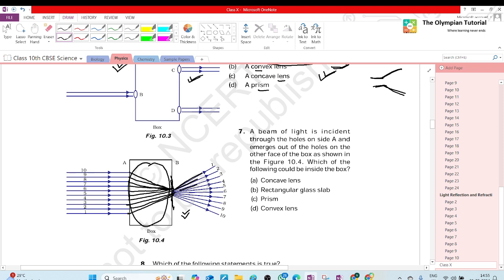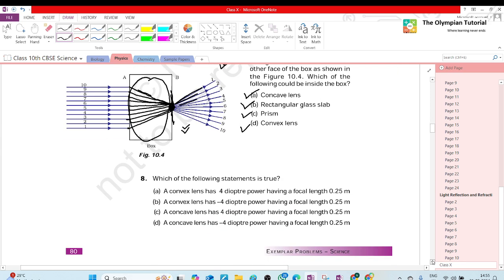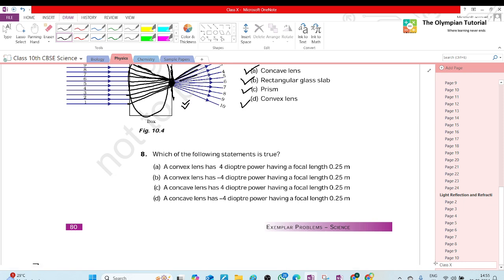Generally, we do not identify whether it's diverging or converging by looking only at the reflected ray, but do we see the surface? In this question, the question is about the box, so what is inside the box? Concave, rectangular slab, prism or convex lens? Here it is convex because the rays are converging inside the box. Okay, tricky questions actually. Okay, now eighth.